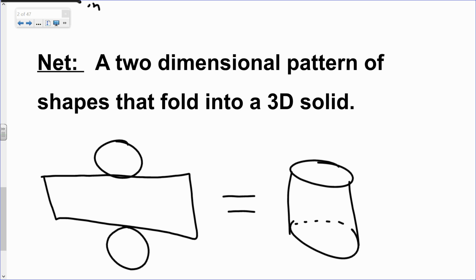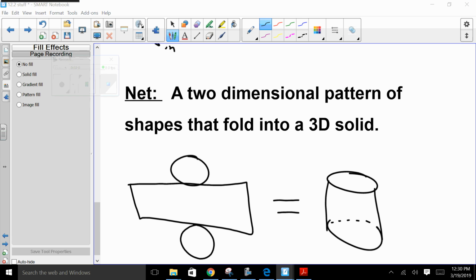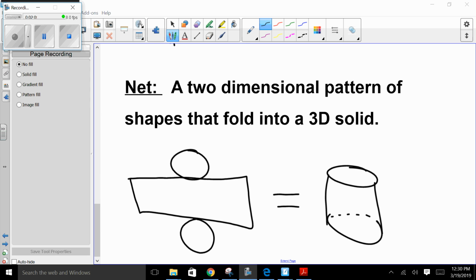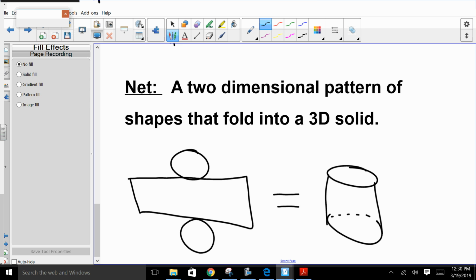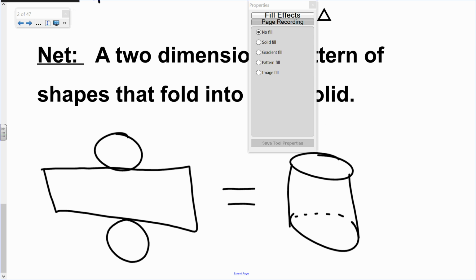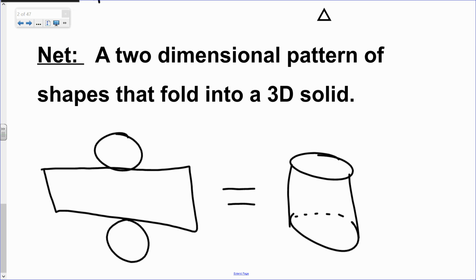A two-dimensional pattern of shapes that fold into a 3D solid. For an extra stamp, just blurt it out. What would this be called in my hand? Nice, triangular prism. It's a prism because look at the front face and the back face are both triangles and they're opposite each other. We went over this yesterday if you were absent. This is a triangular prism.